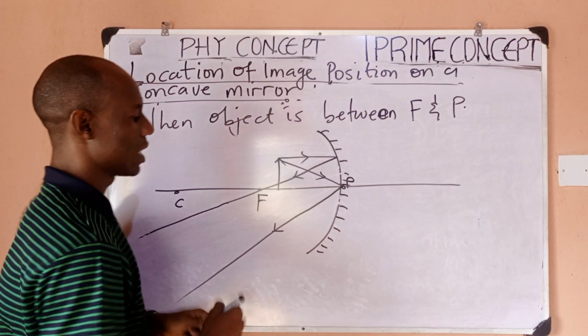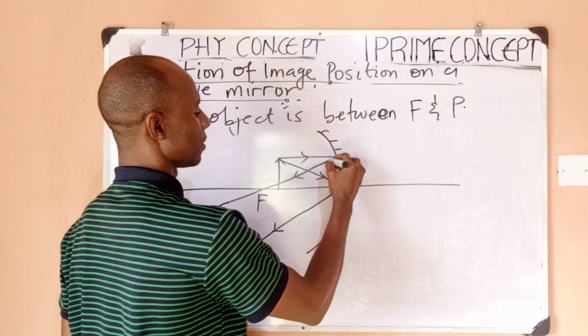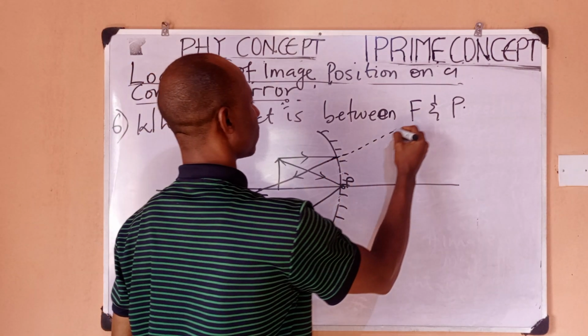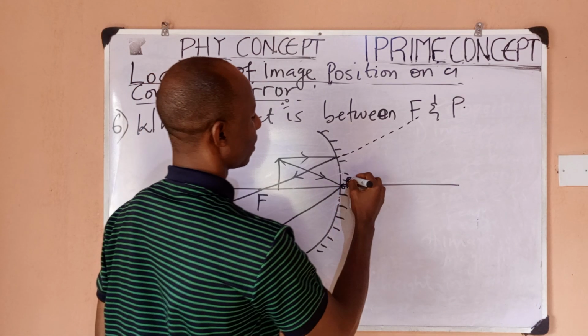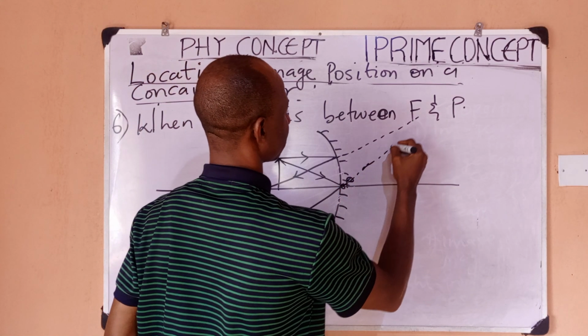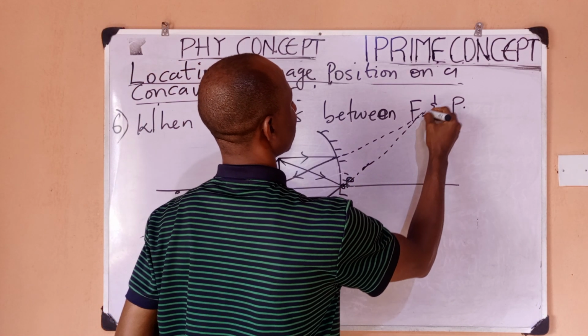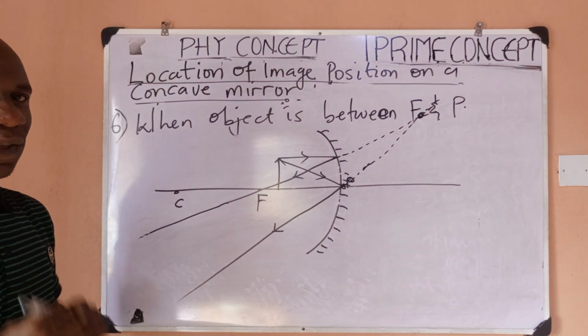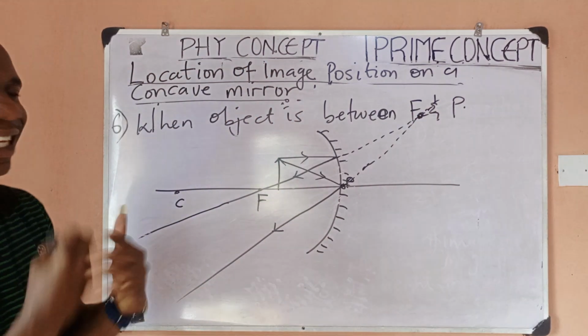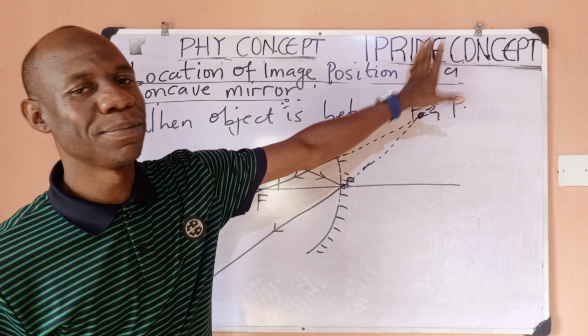So let's check so that we can see. So this is the ray. If I take it backwards, I would have something like this. If I take this other one backwards, I would have something like this. Can you see this? Can you see their points of intersection? So it means that these two lines would intersect somewhere at the back of our mirror.